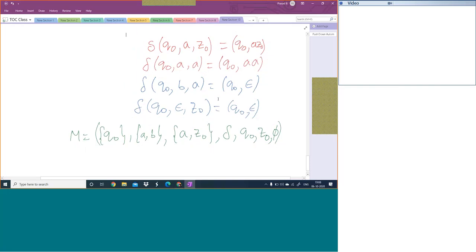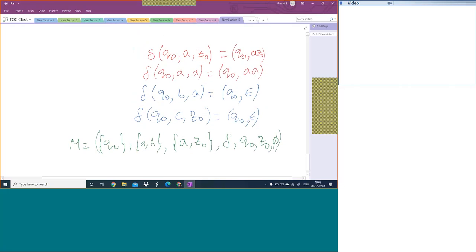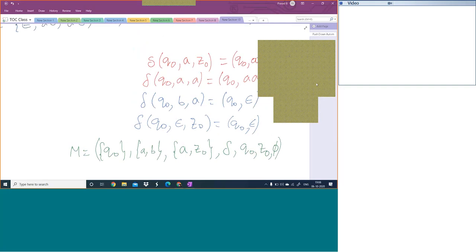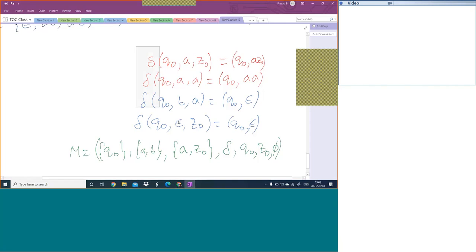Whenever we do any design, that design must be perfect, meaning it must accept only the valid strings, and it should not accept even one invalid string. Whenever we design any PDA, that PDA must accept all the valid strings. At the same time, it should not accept any invalid string. Okay, this design is perfect. It accepts all the valid strings, meaning all the strings of this language.